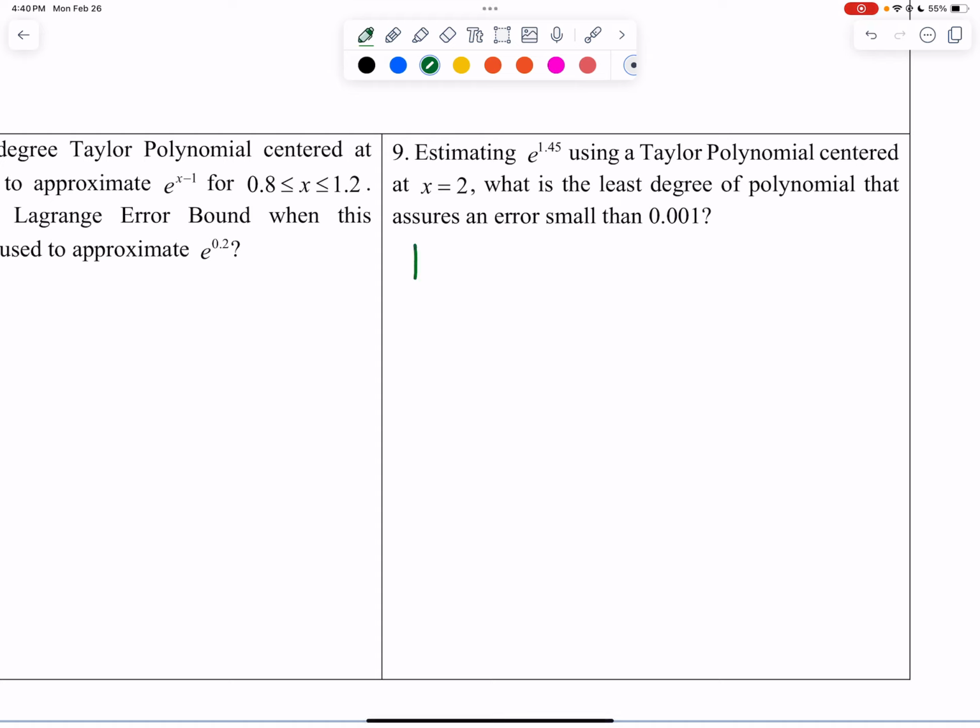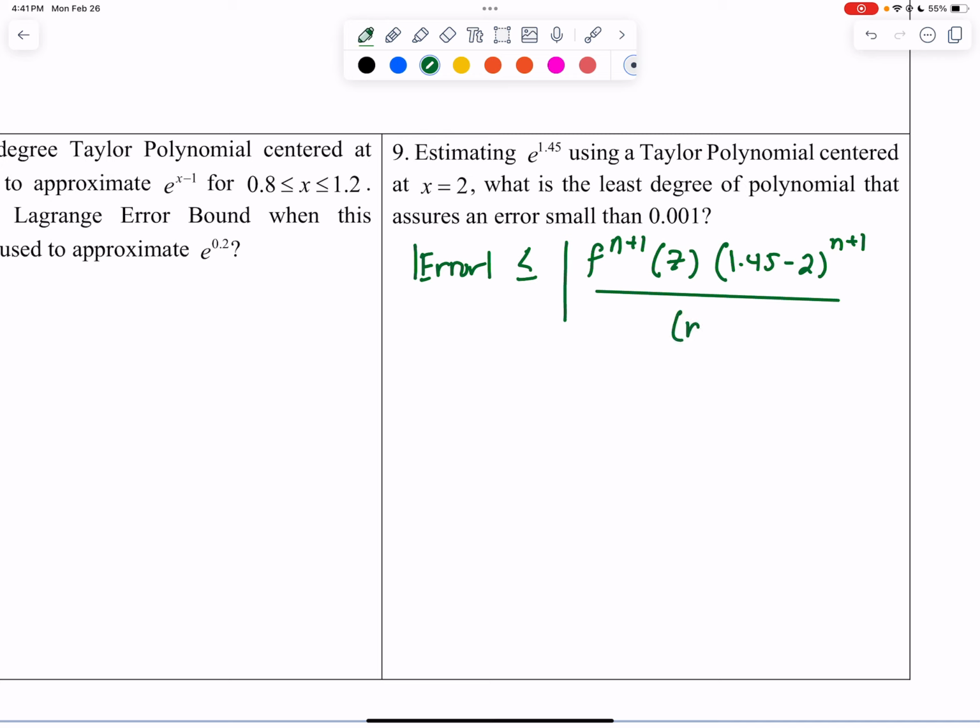Okay. Once again, I don't know what my degree is, so I'm kind of screwed a little bit because now I have to do the n plus 1 derivative of f at z, times x minus c. X is 1.45, z is 2, to the n plus 1 over n plus 1 factorial. And that has to be less than 0.001.